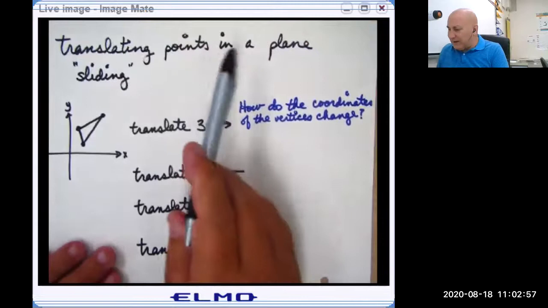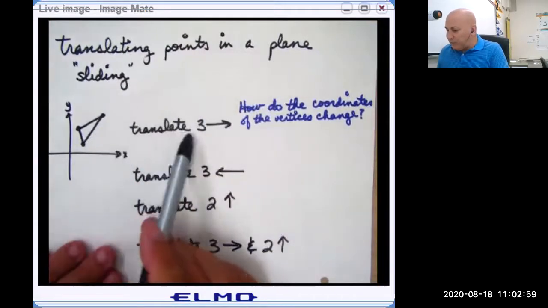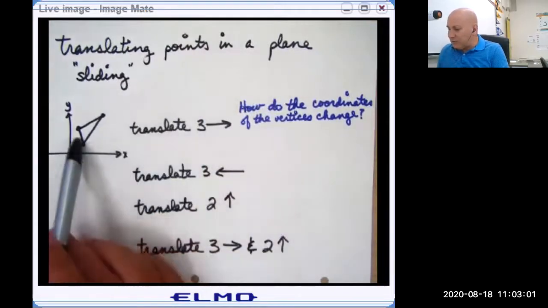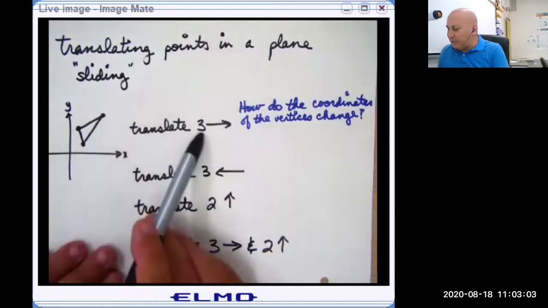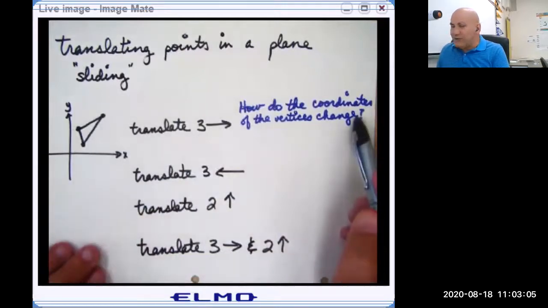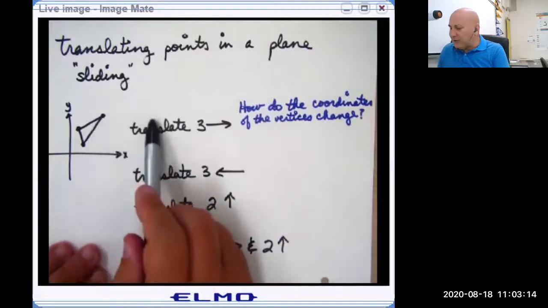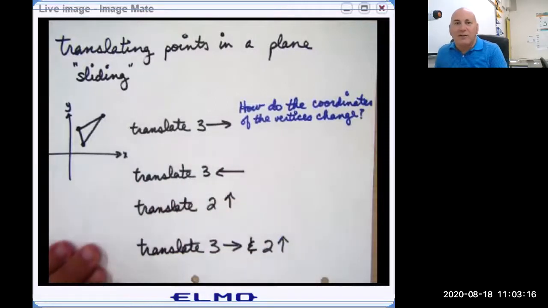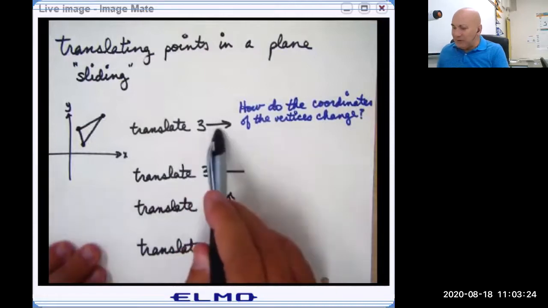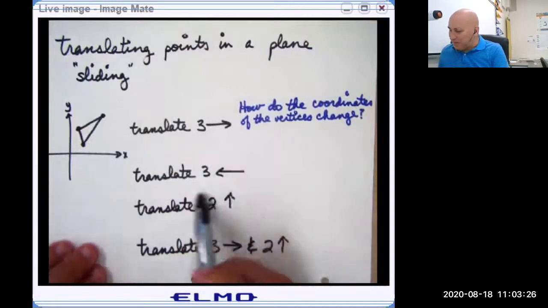If we're translating points in a plane, if we want to translate this triangle 3 units to the right, how do the coordinates of the vertices change? Well, if you want to go 3 units to the right, all the x values are going to be increased by 3. And we'll learn later that that means you have to replace x with x minus 3 to go 3 units to the right.